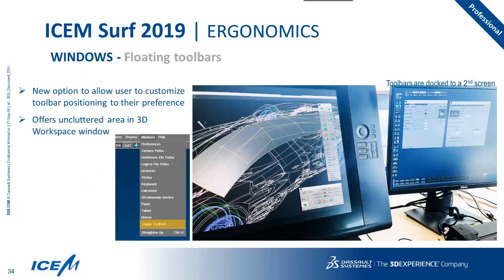Okay, this is a great one. If you have one of those enormous monitors, or you have 2 monitors side by side, you like to make use of that space. Some people like to put all the menus on one screen and the graphical window on another. And with ICEM Surf, that's not been so easy until today. So what we can do now is we have an option called toggle toolbars. Let me show you how that works.